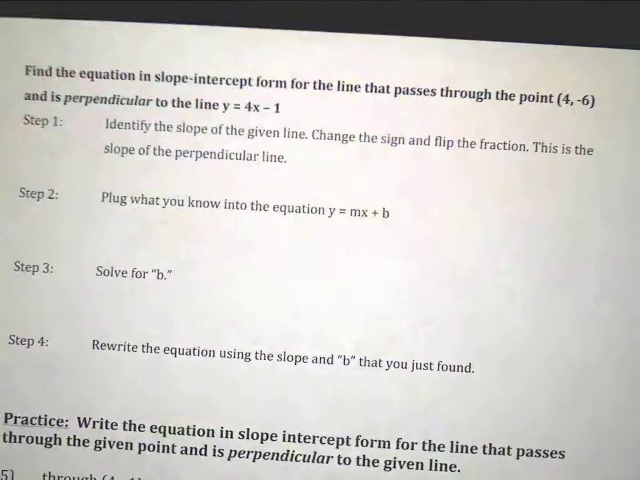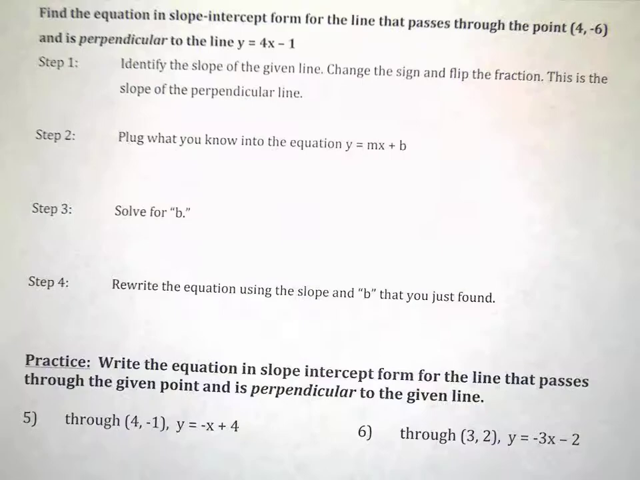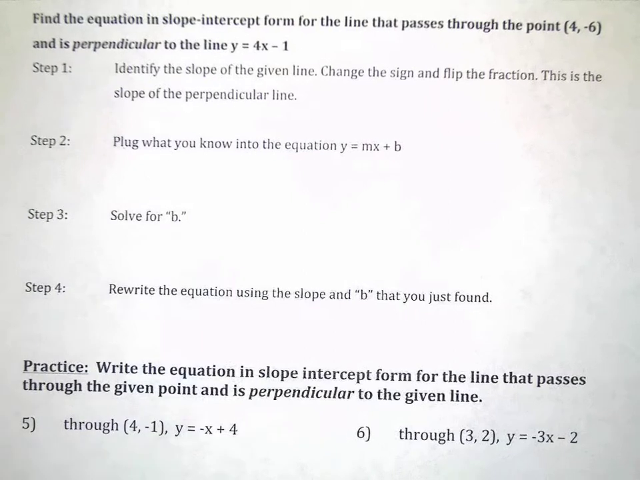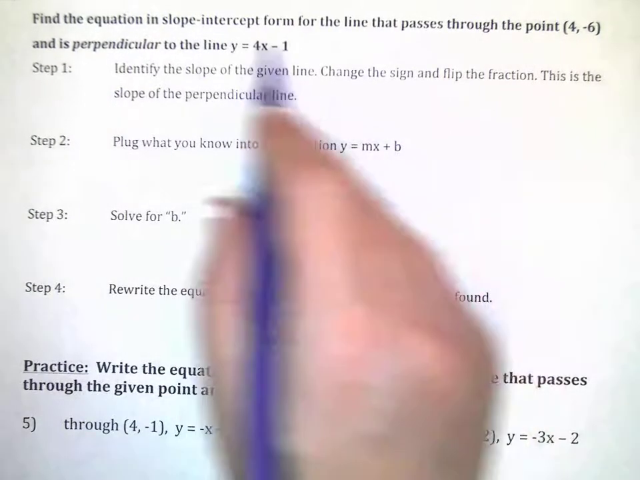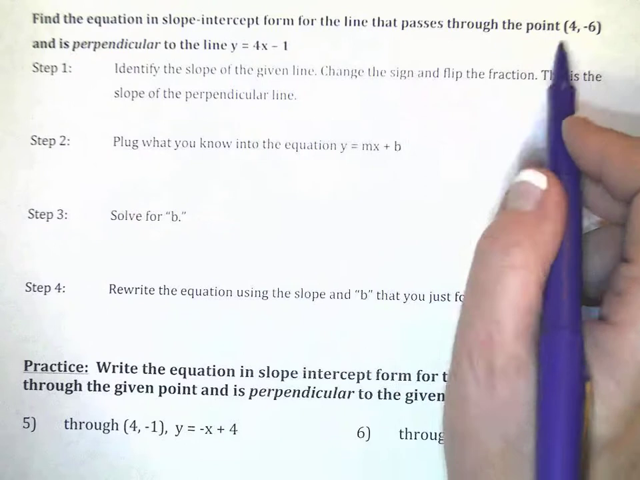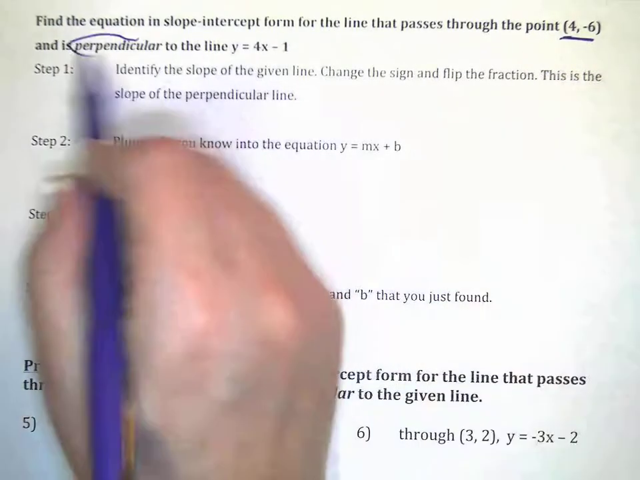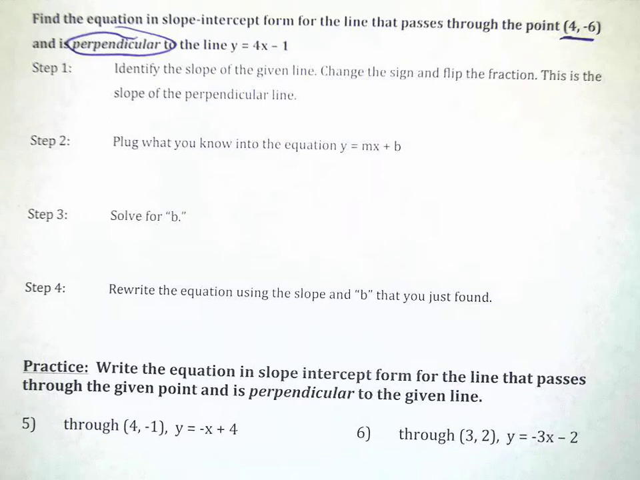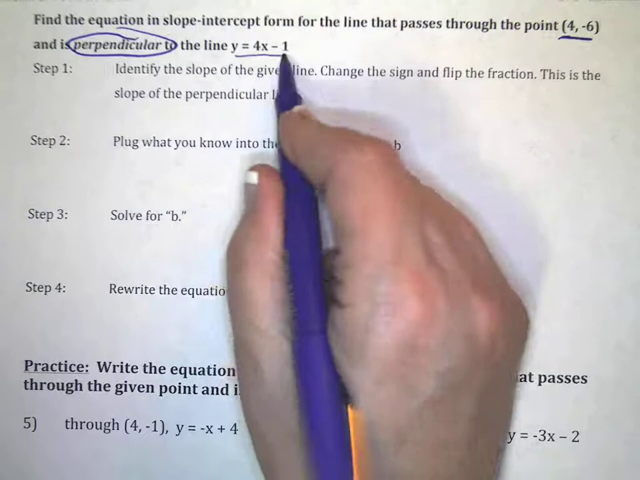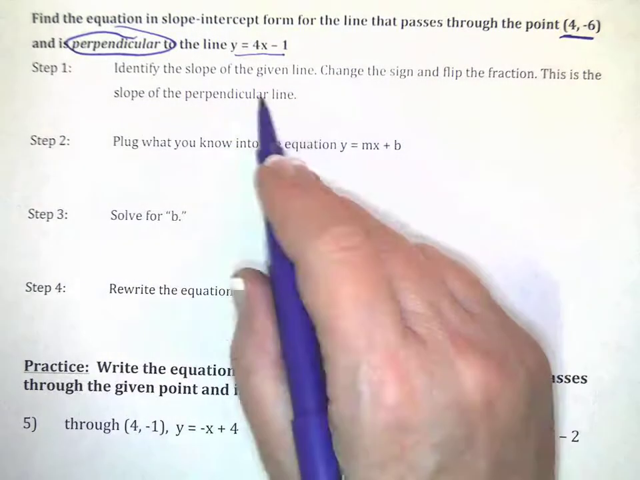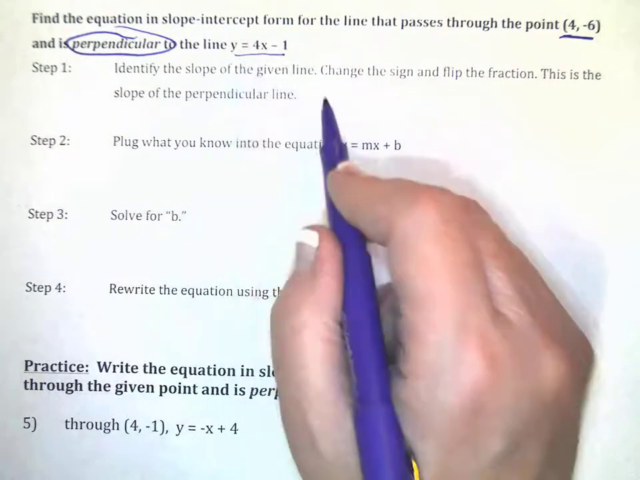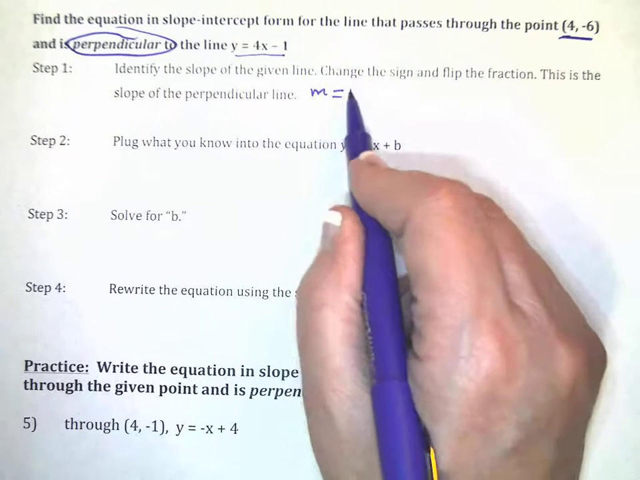Now let's take a look at the second type. So the second type of problem with this section is to find the equation in slope-intercept form for the line that passes through this point and is perpendicular to. So now we're looking at a line that's perpendicular. So there's our difference to this line. So step 1 will be to identify the slope of the given line. Well, the slope of the given line is 4.